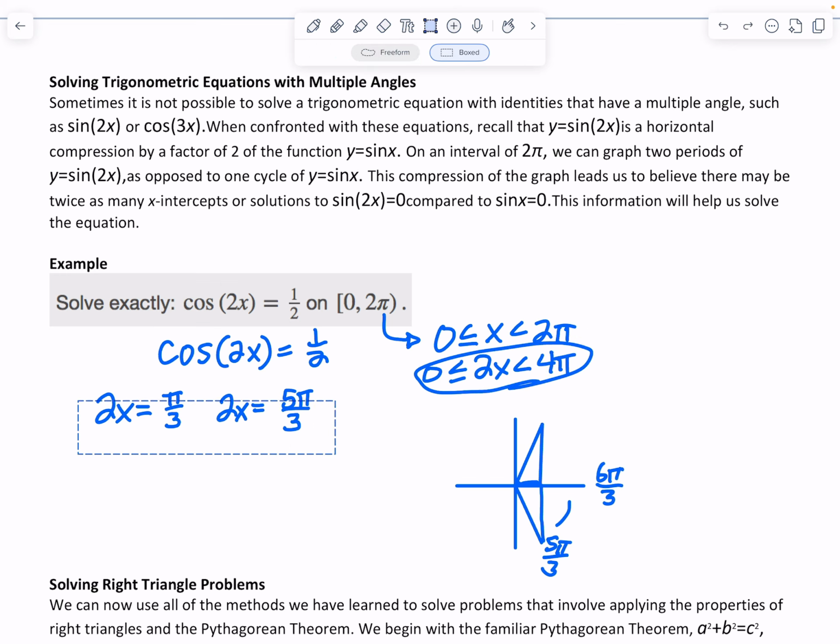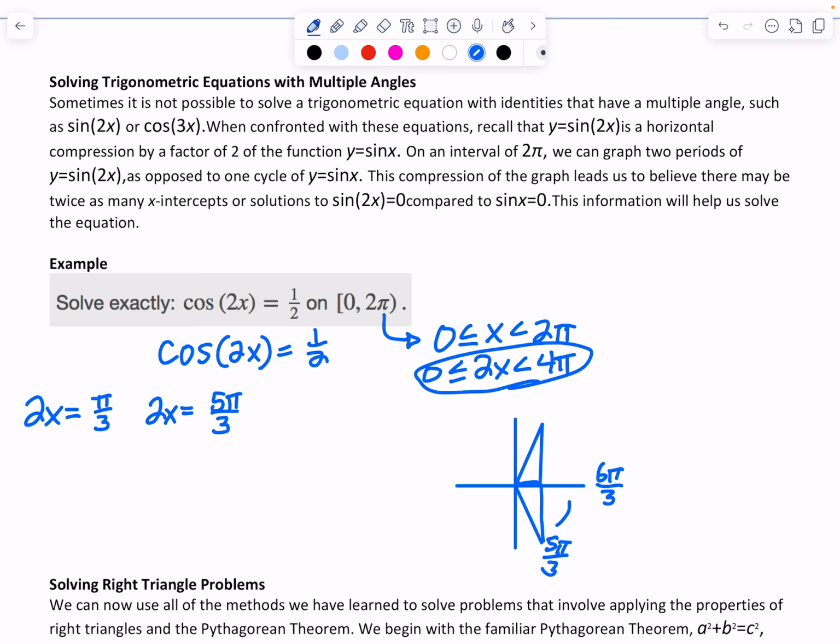So let me scoot these over. Forgive me. So the next one, I'm just going to add a full 6 pi over 3 to the first solution. So that gives me a 7 pi over 3 landing in that same spot. And then for 2x here, I'm going to also add 6 pi over 3 to that one, giving me 11 pi over 3. Now notice that all solutions here are actually between 0 and 2 pi. But not everything is equal to x. It was actually equal to this 2x.